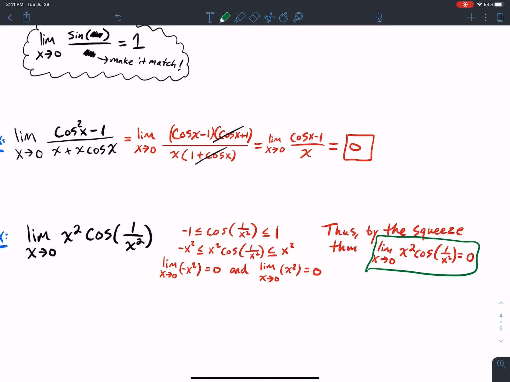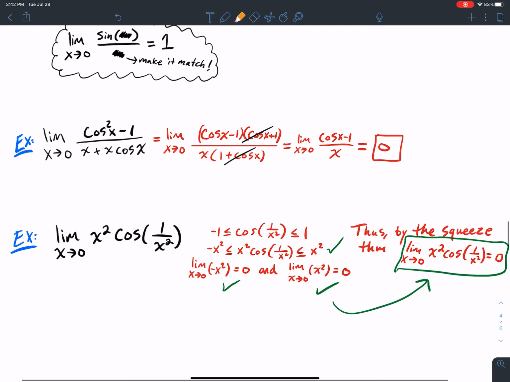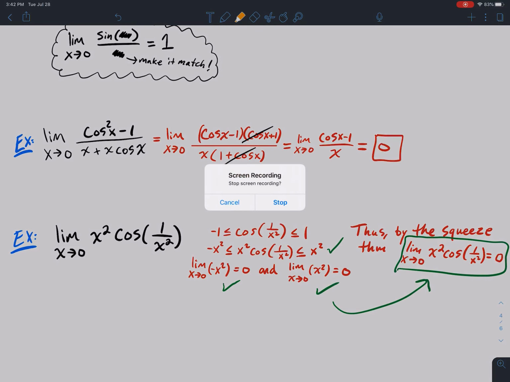So you have to show me this, you have to show me this, and then you can say this is true. That's how you use the squeeze theorem, my friends. It's an if-then statement. If these things are true, meaning if this is true and this is true, then by the squeeze theorem, this has got to be true. All right, guys, good luck as you work through these problems.